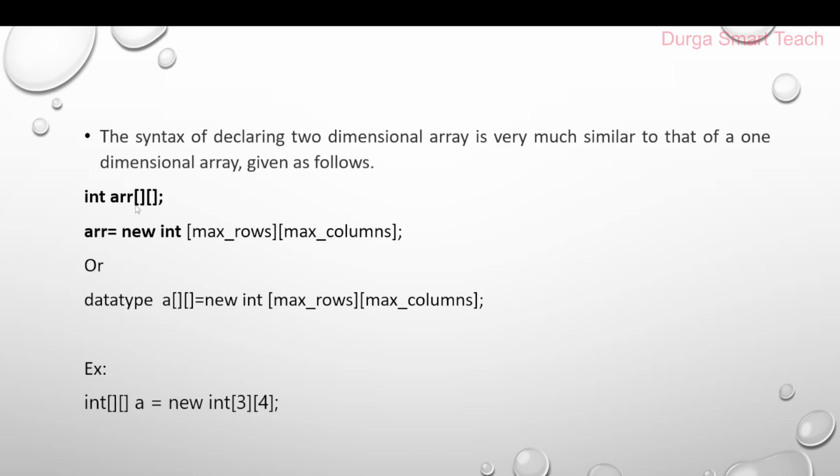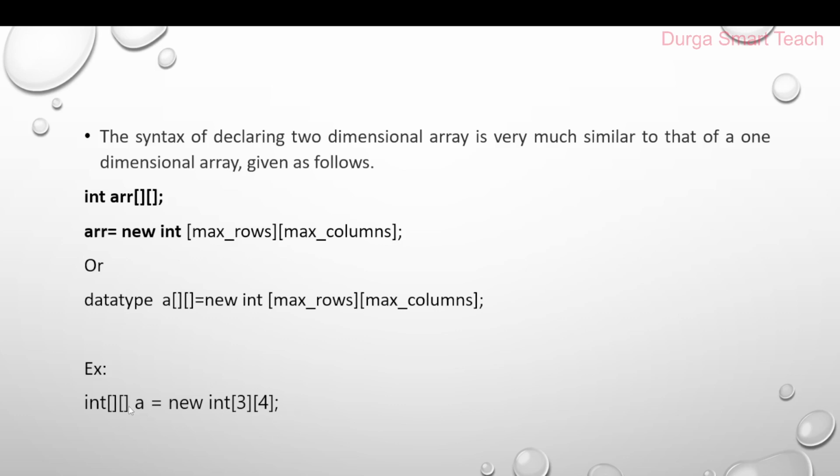So this is known as declaration and this is known as creation. Creation of memory means allocating memory. You can use these two in short format like data type, array name is equal to new data type of row size and column size. So consider this example: data type, array name is equal to new data type of 3 rows, 4 columns. The first subscript is used to represent the row size and the second subscript is used to represent the column size. So memory for 3 rows, 4 columns will be allotted. This is known as declaration and creation.